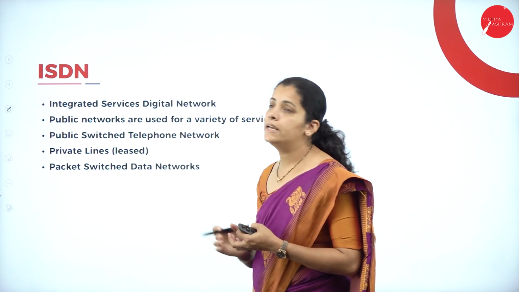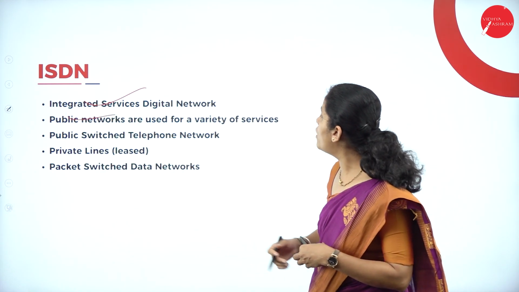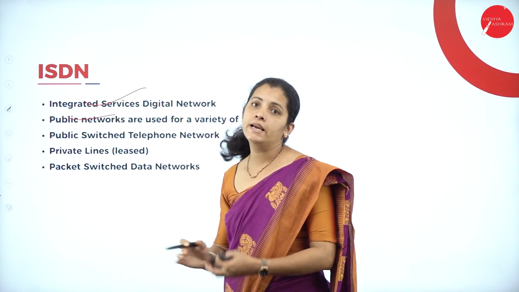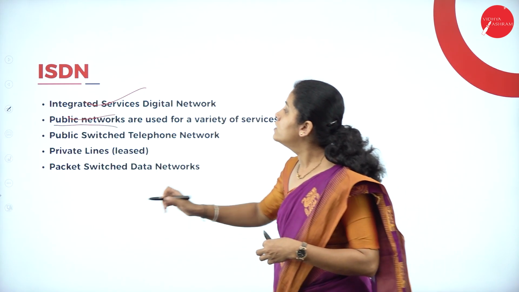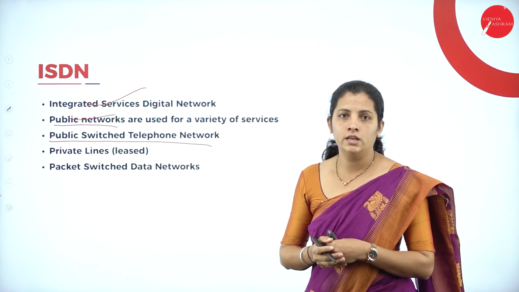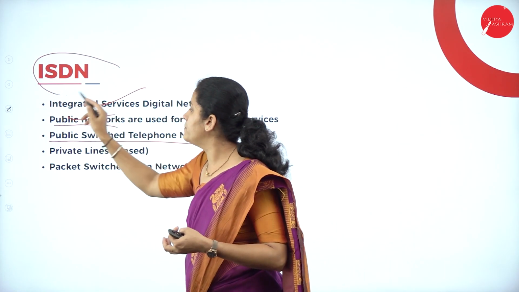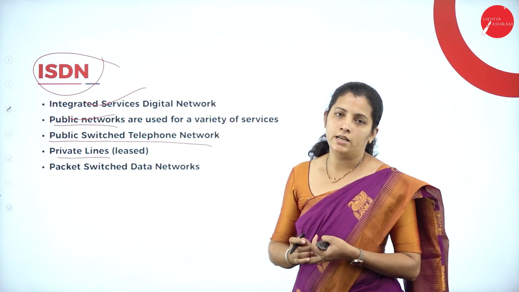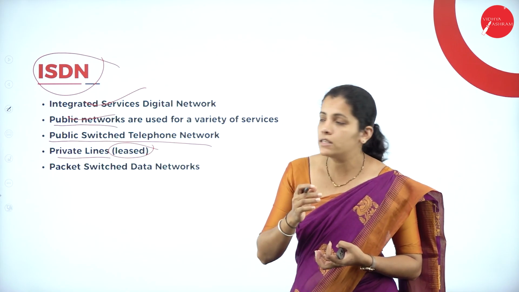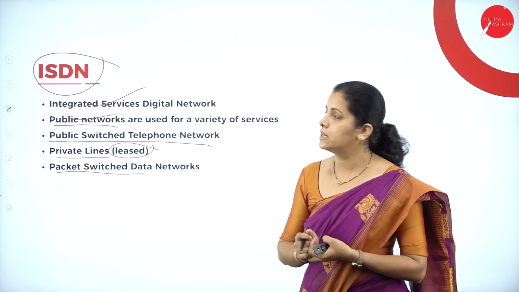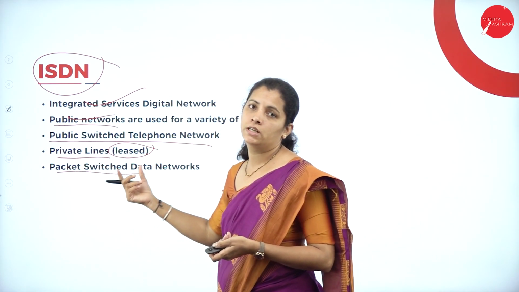Moving further, the ISDN is an Integrated Service Digital Network. It is also a public network used for a variety of services. That means the ISDN is mainly used to provide a variety of services. In that, we are going to have a public network, that is the public switched telephone network. Nowadays the most commonly used public switched telephone network is ISDN. It provides private lines. That means whatever the communication lines we are going to have, that is private and it is leased. And it is an example of a packet switched data network. That means the network provided by the ISDN is mainly based on packet switched data network.